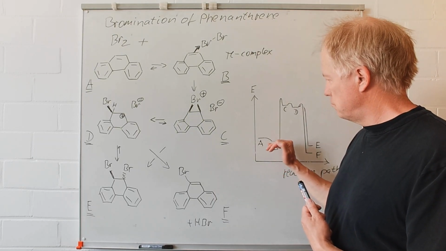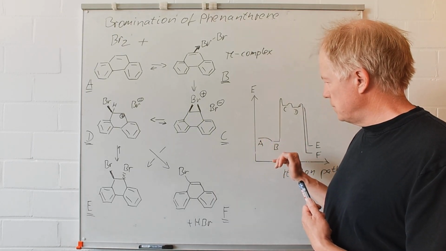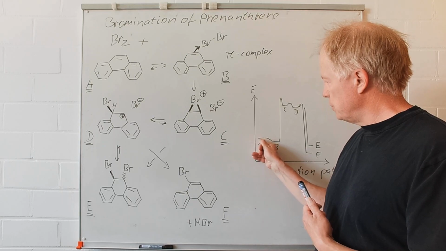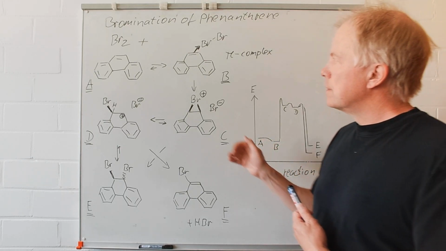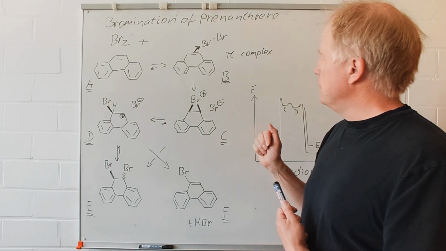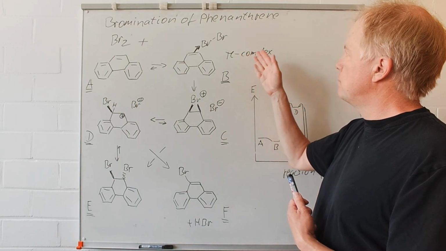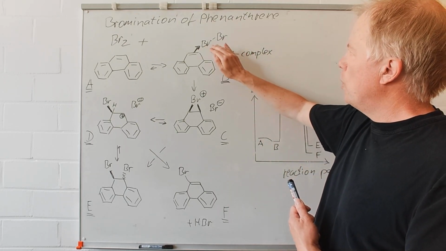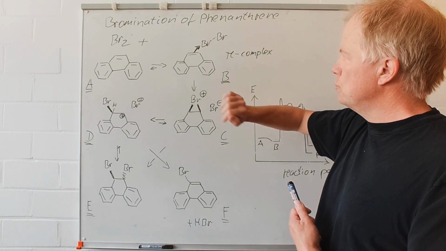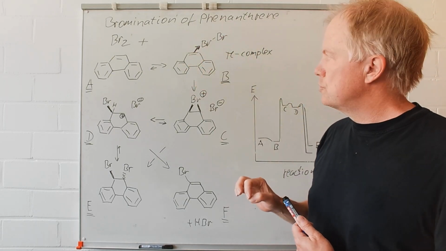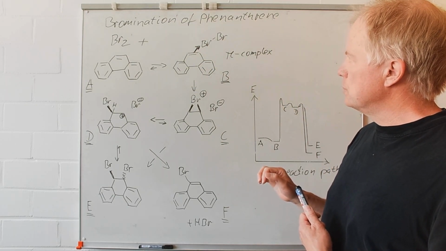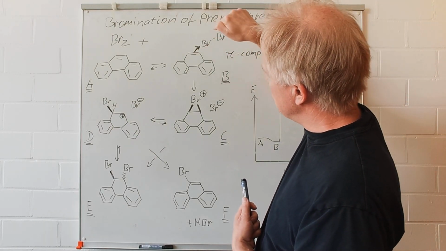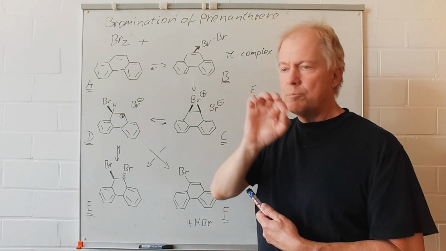We choose an energy level for A. Let's say we simply start here. The first intermediate will be a so-called pi complex, where we have a loose association of the bromine molecule with the pi system, preferentially with one bromine in front sitting on top of this pi bond.